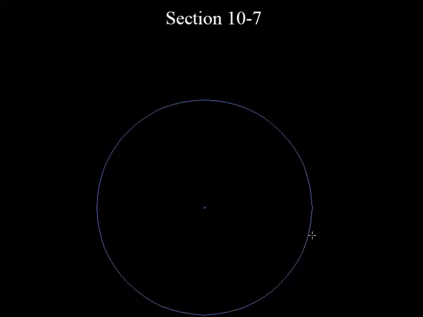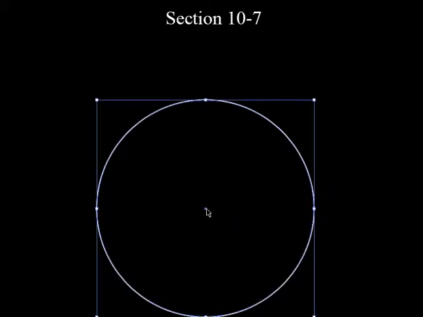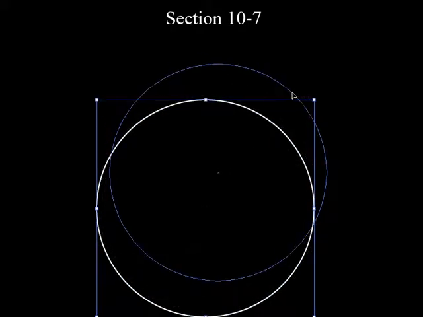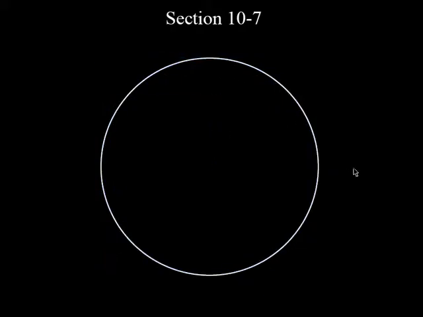Okay, now we're going to do 10-7. And guess what? We're going to talk about circles again. How about that? Amazing, isn't it? And we're actually going to have two secants that intersect inside the circle. So let's do that. Let's do two secants that intersect inside the circle.